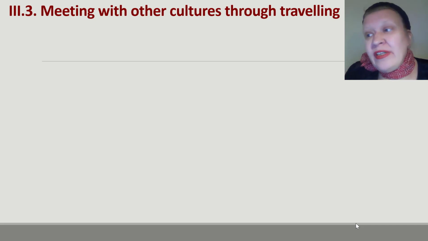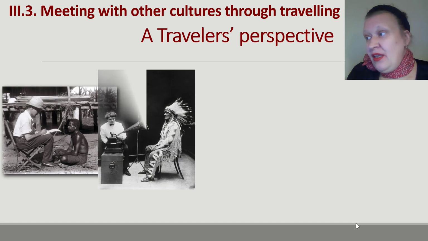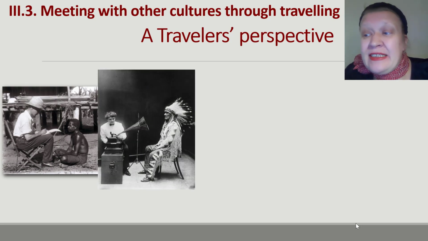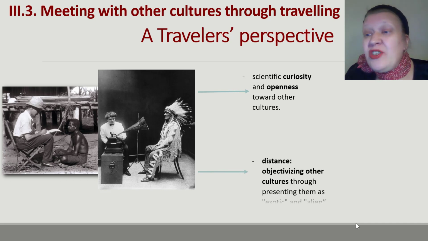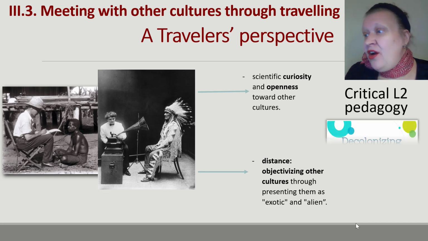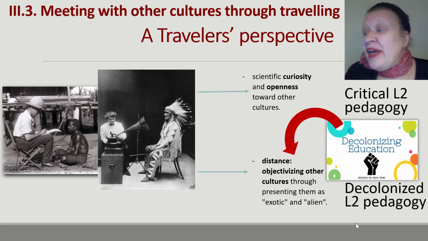Travel writing promoted what we can call a traveler's perspective on cultures. This perspective was expressing scientific curiosity and openness toward other cultures. However, at the same time, it was establishing distance by objectivizing other cultures and presenting them as alien and exotic. This point of view, considered rather normal at that time, would by the end of the 20th century become the object of criticism as a part of critical and decolonized second language education.